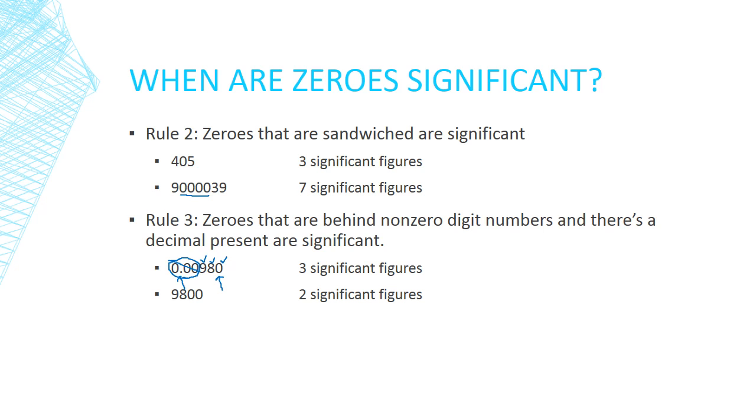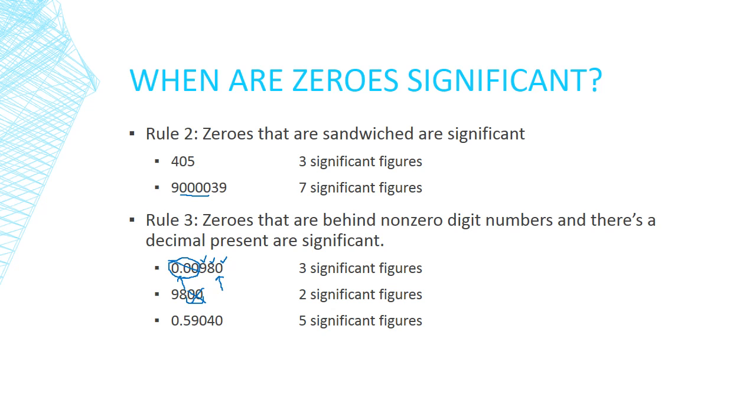Now, if I look at this number, these zeros are behind a non-zero digit, but there is no decimal in this number. So these zeros are not significant. So it has to meet both of those requirements. It has to be behind a non-zero digit and there has to be a decimal somewhere present. So in this number there's only 2 sig figs, the 9 and the 8.